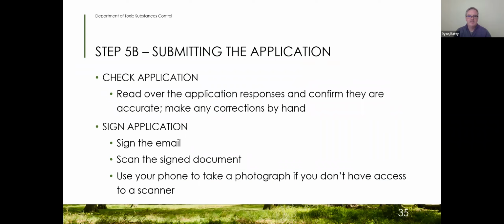Okay, so the second part of step 5 is actually reviewing the responses. The email will have all of the responses that you put in the application. So we ask that you read them over and make sure that they're correct. If there are any errors, you can correct them by hand. You'll then need to sign the application, scan it, and send it back to DTSC by email. If you don't have access to a scanner, you can take a photograph of your application. Next slide, please.